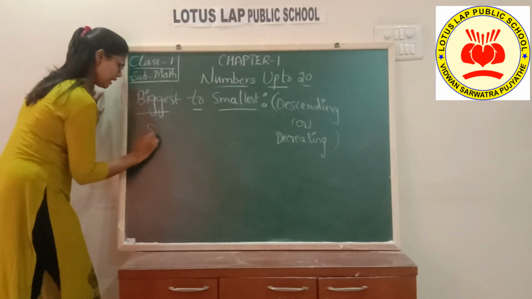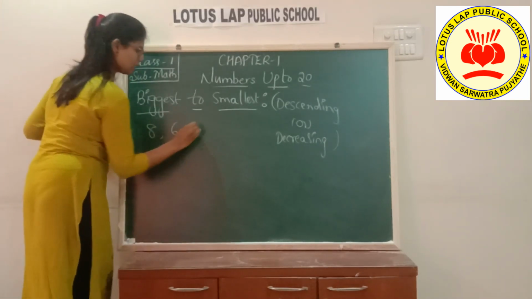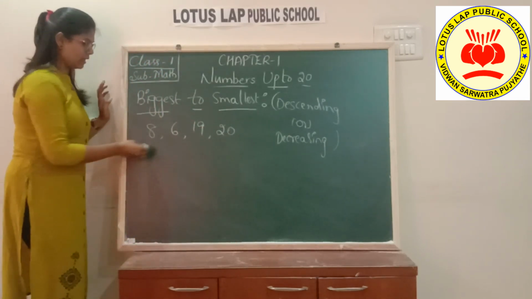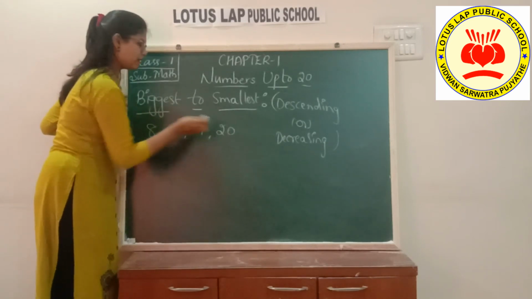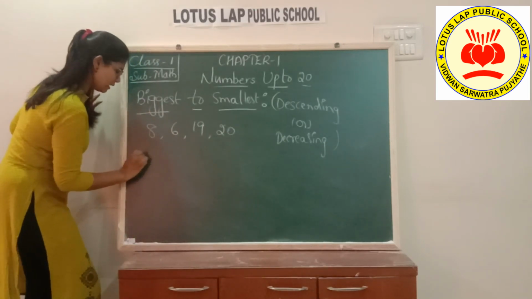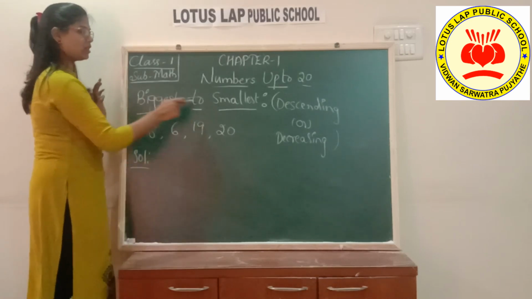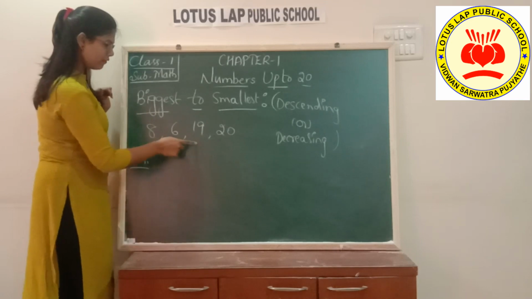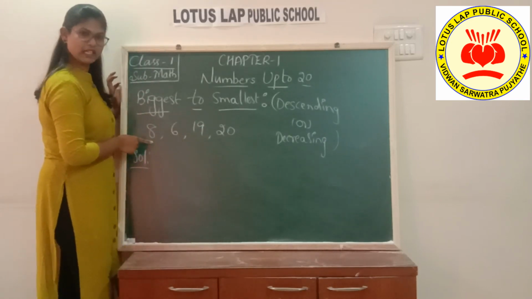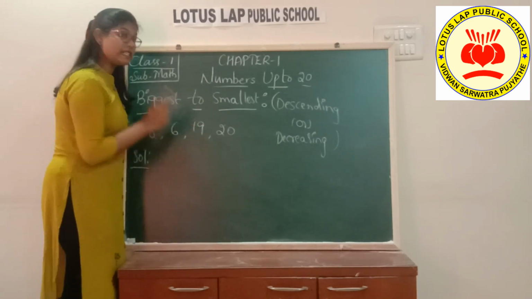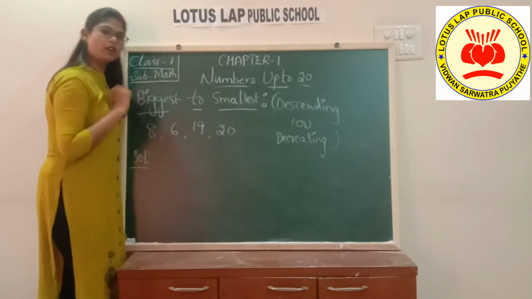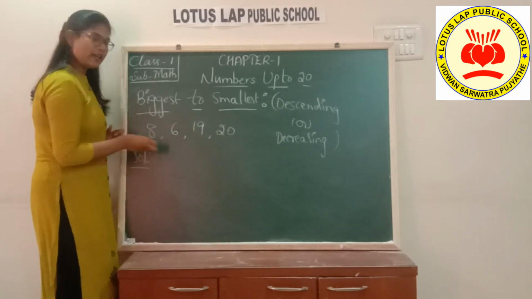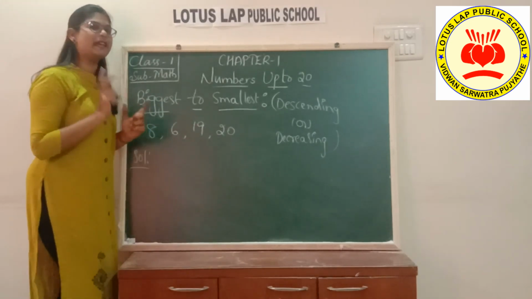Now let us see. 8, 6, 19 and 20. I have taken these four numbers. Let us write from biggest to smallest. Which is the biggest one? Here we have different ones. 8 is 1 digit, 6 is 1 digit, 19 is 2 digit and 20 is also 2 digit. So whenever we compare, here 2 digit is the biggest one.